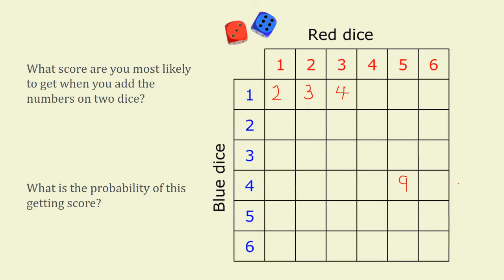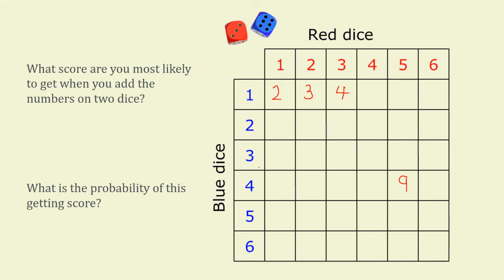So once you've filled in the grid, you need to answer the question to say, what's the most likely number you get when you add the scores on two dice? And then looking at the grid, what's the probability of you getting that score? Okay, so have a bit of a sketch of the grid, have a think about what that's going to give you, pause the video and come back once you've filled the grid in.